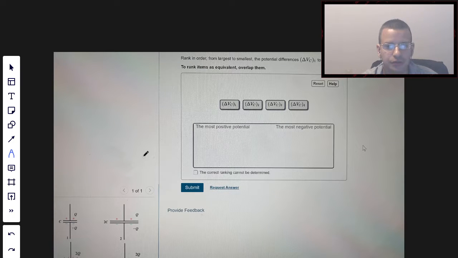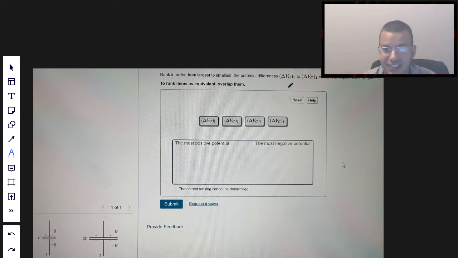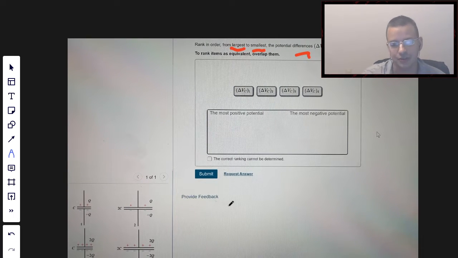Rank in order from largest to smallest the potential differences, delta voltage of C. C is for capacitor. For 1 through 4 of the 4 capacitors listed in figure 1, make the items equivalent, overlap them. So we want to go from largest to smallest of potential difference, potential being voltage.